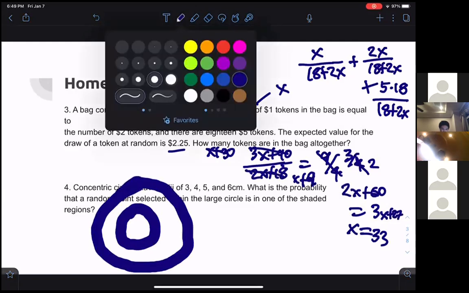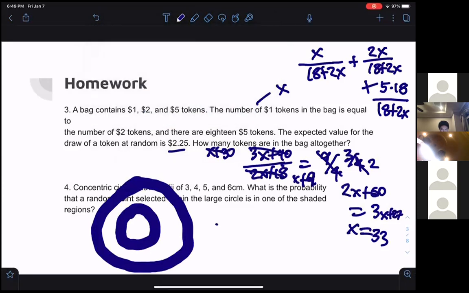Where let's try and mark this. This is not drawn to scale, but this is 1. This is also 1. This is 1. And then this is equal to the diameter of the 3 centimeter one, which is 6. So what's the probability a random point is in one of the shaded regions?